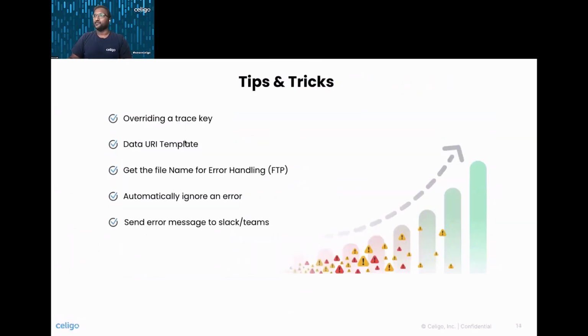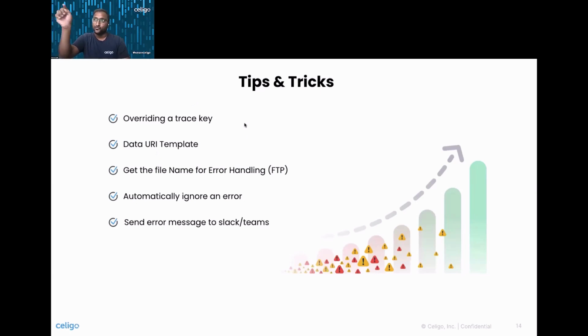Let me go to my next slide. Over here, we did cover in detail what a trace key is. The trace key will help you to uniquely identify an error, but if you want to override any trace key, you can. It makes sense, say, if you're dealing with a one-to-many lookup, to override the trace key to make it more meaningful.